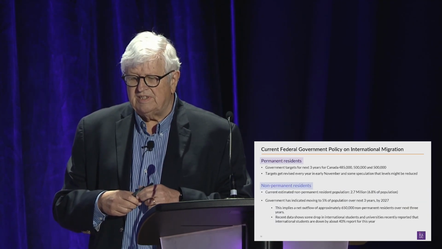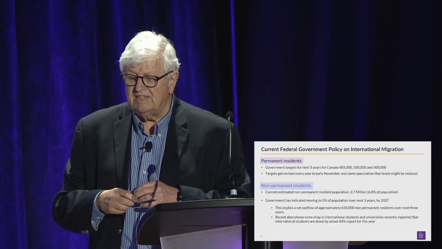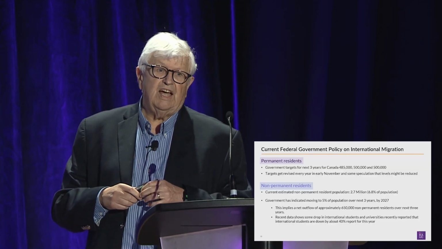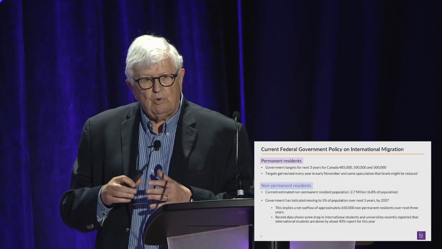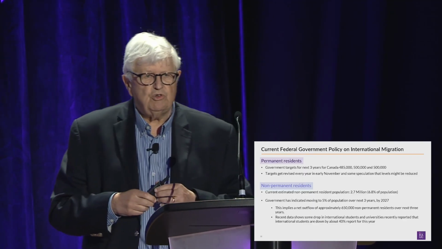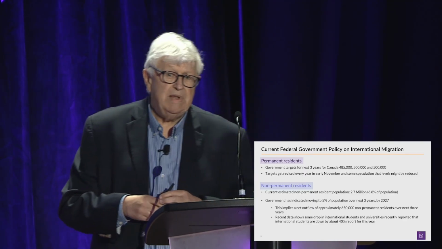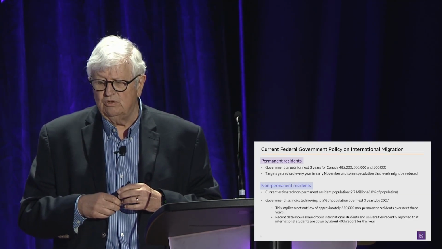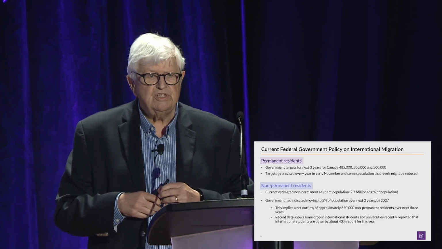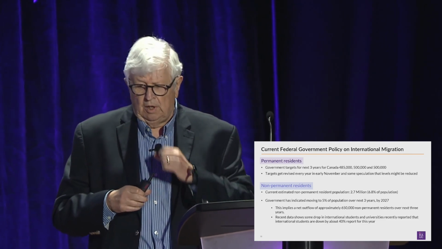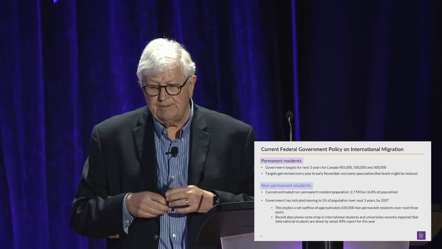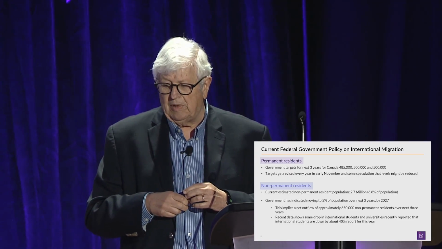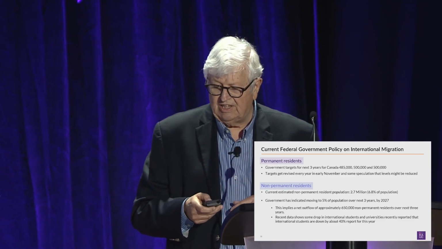So that's on the non-permanent side. I mentioned on the permanent resident side, the targets are for 500,000 the next couple of years. There were some rumors out of the cabinet retreat in Halifax that those numbers may be reduced. So we'll see. My guess is they won't be reduced too much. I think those numbers will stay reasonably firm. The non-permanent numbers, if you assume the government will bring back to 5% over 3 years, as I mentioned, that means a net outflow of 650,000.